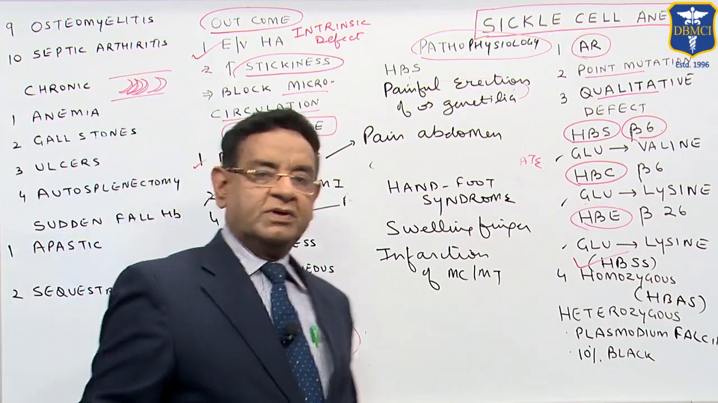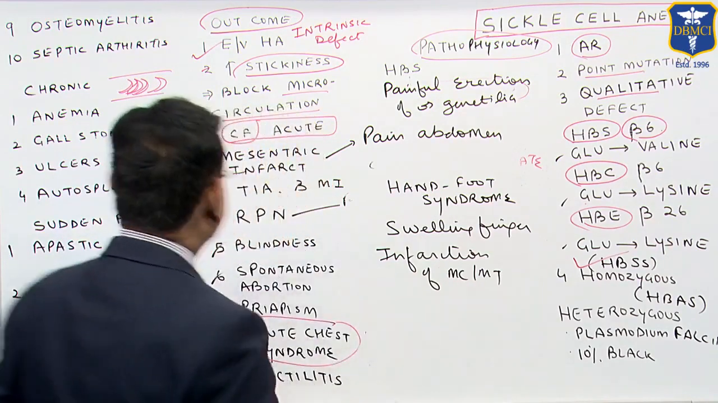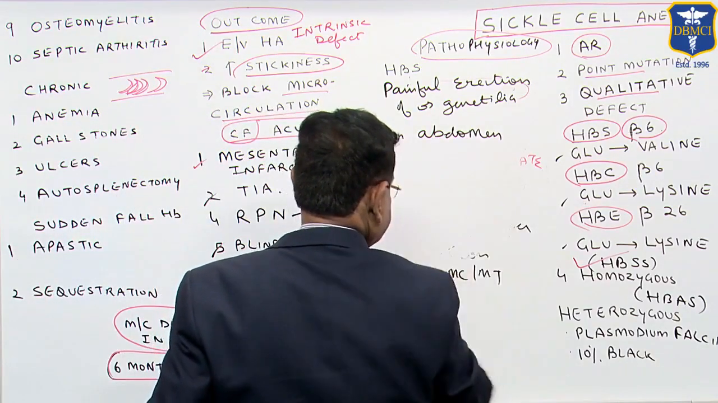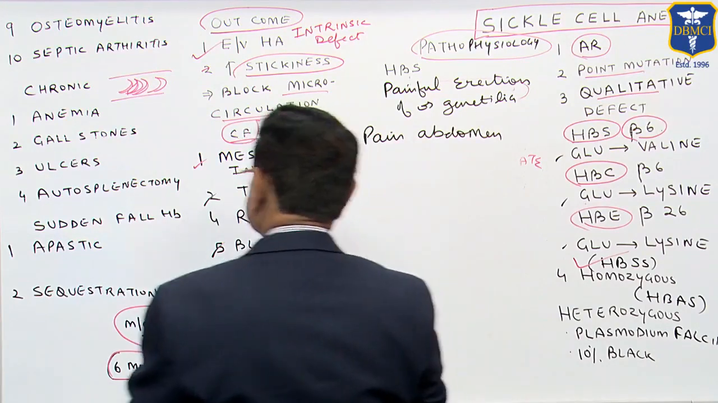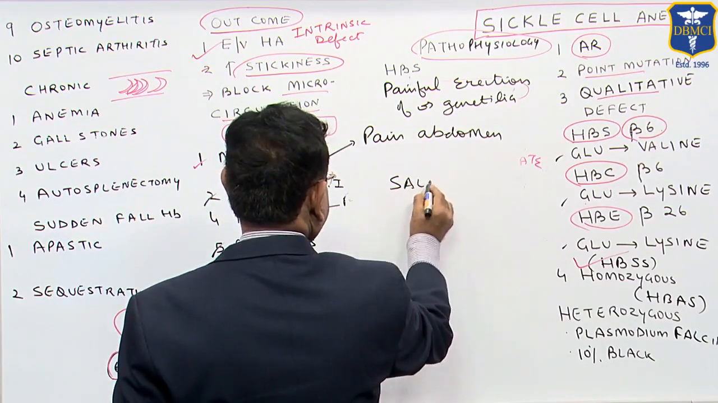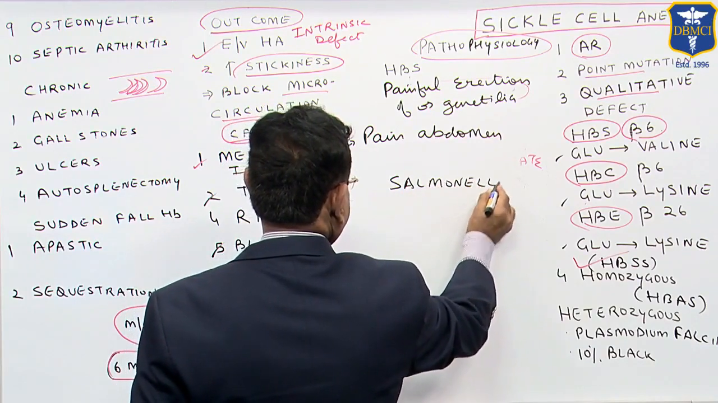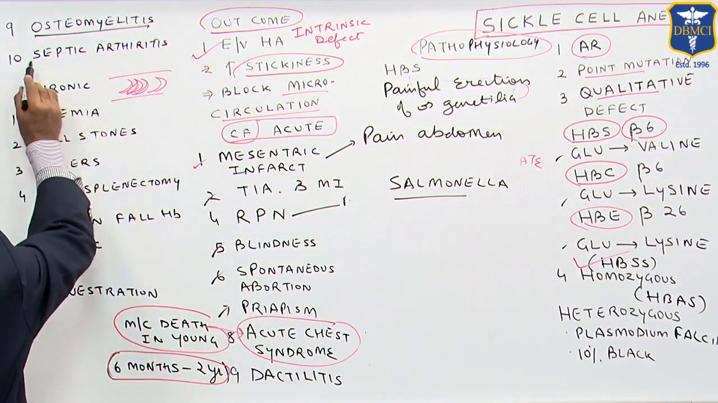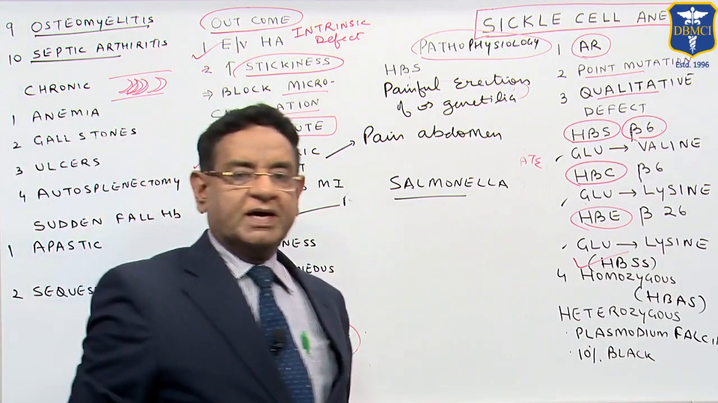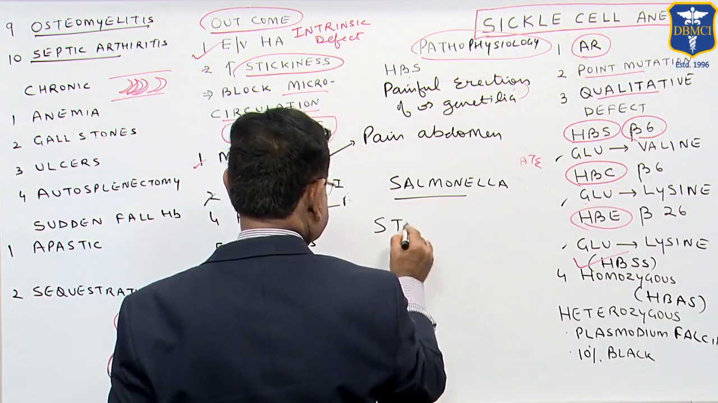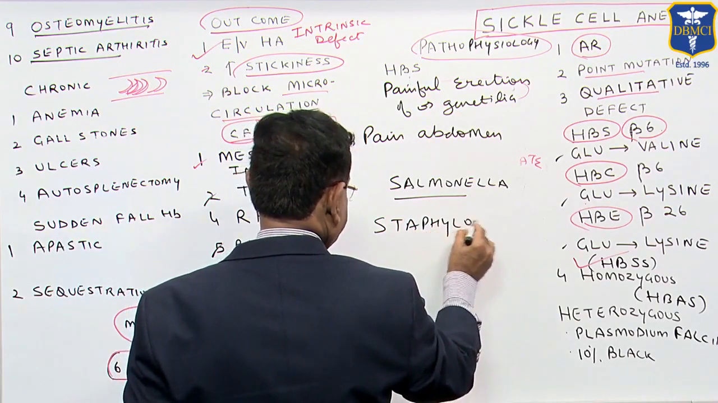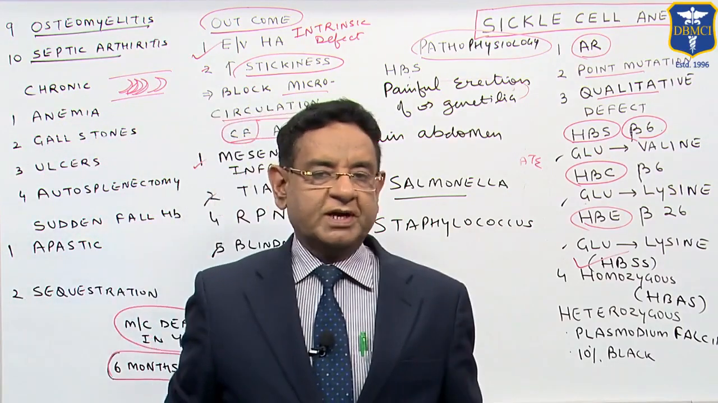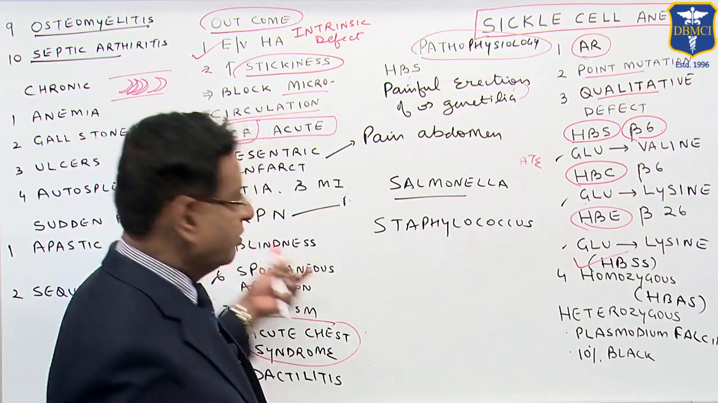Then the next problem with which the patient can come with an acute problem is osteomyelitis. This is classically salmonella osteomyelitis. Patients may have septic arthritis, and this septic arthritis is due to staphylococcus. So in that way we can say patients are prone to infection, maybe in the bone, maybe the lungs or anywhere else also.